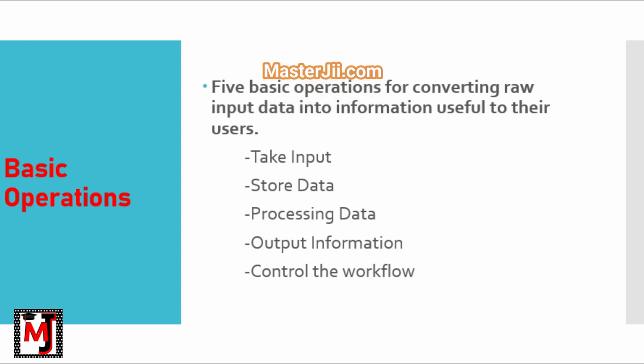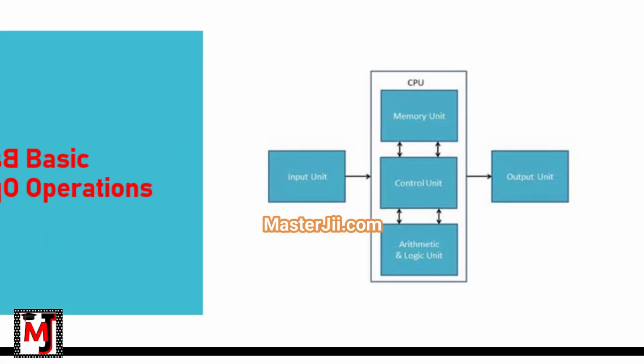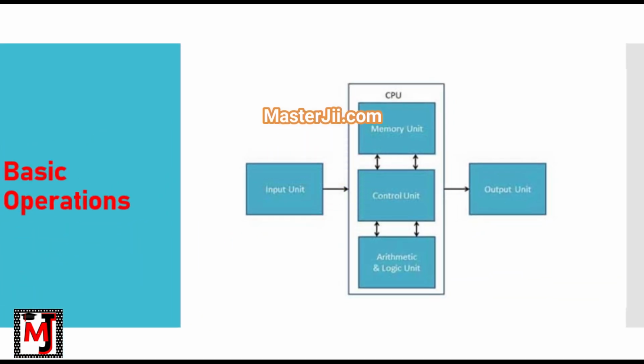Third, processing data, performing arithmetic and logical operations on data in order to convert them into useful information. Fourth, output information, the process of producing useful information or results for the user, such as a printed report or visual display. And the fifth one is control the workflow, which directs the manner and sequence in which all of the above operations are performed. So guys, these are the five operations which are used in order to convert raw input data into useful information. And you can also see a diagram that is displayed on your screen.